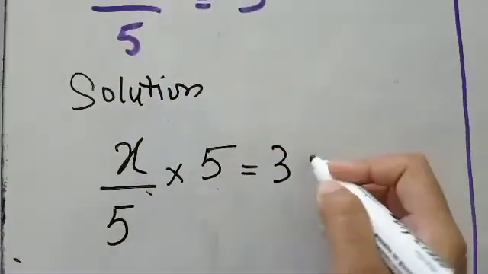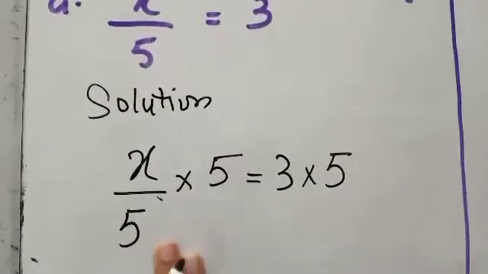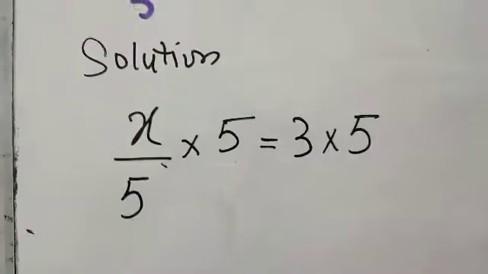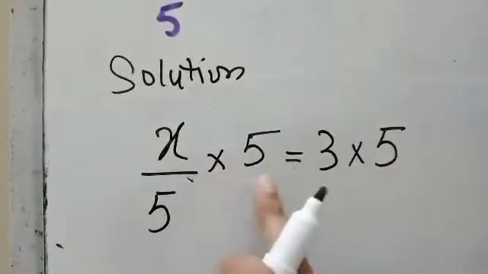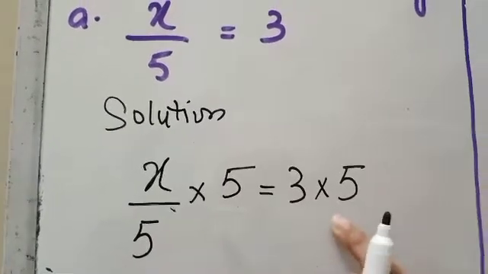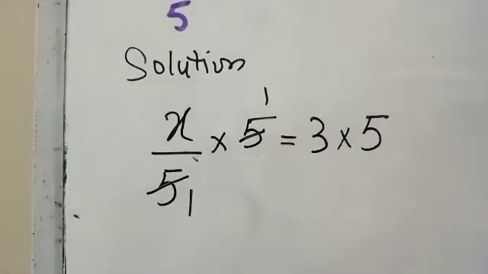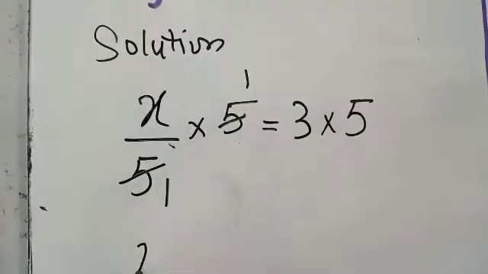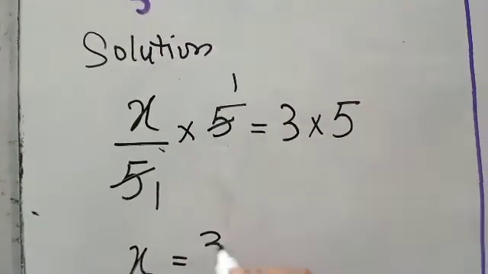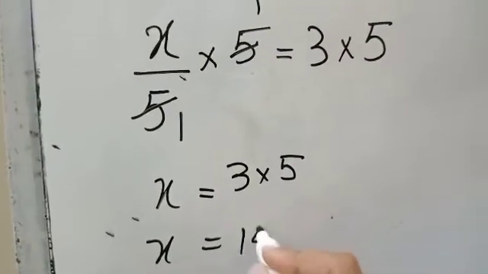So the same thing I will do after the equal sign. Don't forget, whatever you do before the equal sign, you do after the equal sign as well. This was the extra thing which I added in my question. In my solution, the same thing I will do here as well. Now these 5s are cut. x is equal to, this is left, 3 multiplied by 5. x is equal to 15.